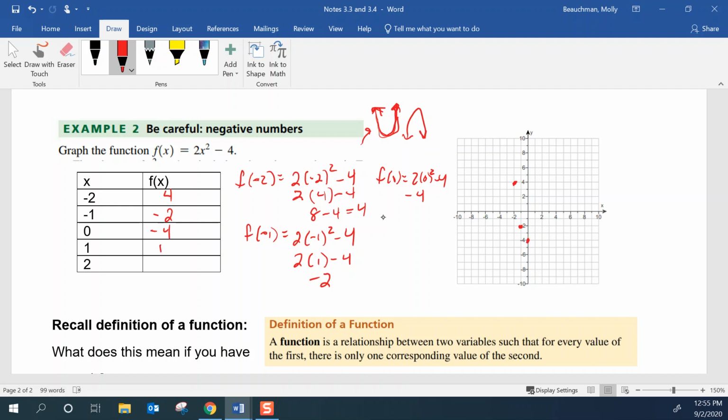Substitute a +1, and what happens? We get 2 times 1 squared minus 4. We end up with the same thing we got when we put in a -1, because when we squared the -1, we got positive. So we end up with a -2. And that's going to happen when we put in 2. Not in every situation, but in this situation, we'll get the same thing. We'll end up with 4.